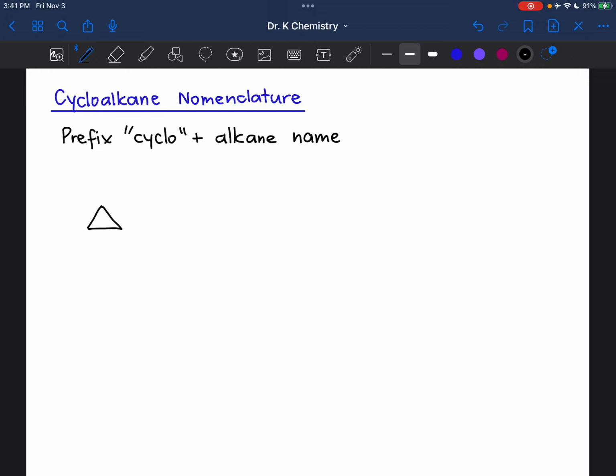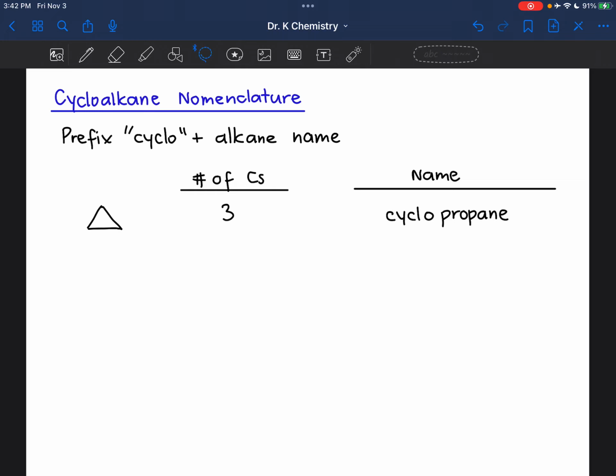Okay, this is not a triangle. Well, it is a triangle, but in this scenario, it's also an alkane. So I'm going to count the number of carbons, and then I'm going to give it a name. I see that it has 3 carbons. So if this was a regular straight chain alkane, we would call it propane. Ane indicating it's an alkane, prop indicating that there are 3 carbons. But because it's cyclic, we're going to give it the prefix cyclo. So that becomes cyclopropane. And that's pretty much it. So you'll find that this is very, very similar to naming regular alkanes.